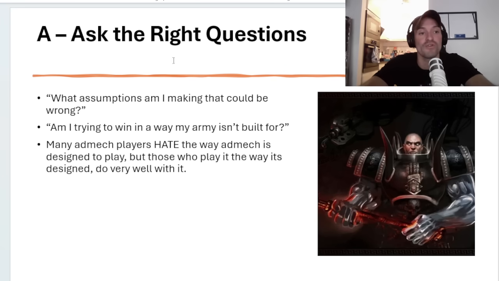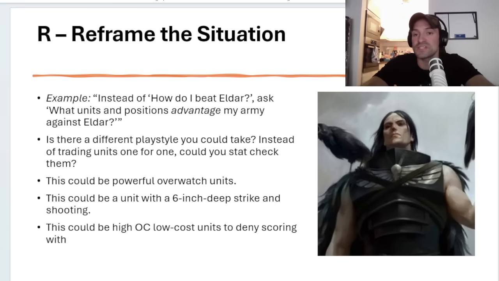So you've got to ask the correct questions applicable to your situation. All right, let's reframe the situation. Instead of asking yourself, how do I beat Eldar? Let's ask, what units and positions on the tabletop will advantage my army against the Eldar? So is there a different play style you could take?